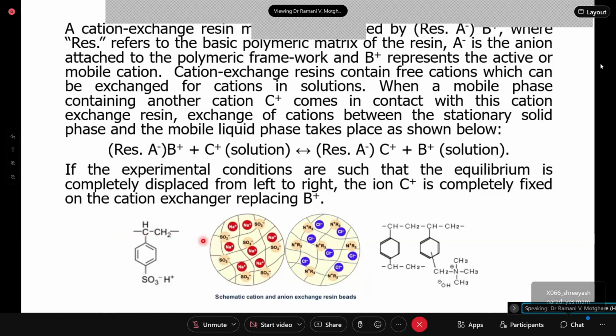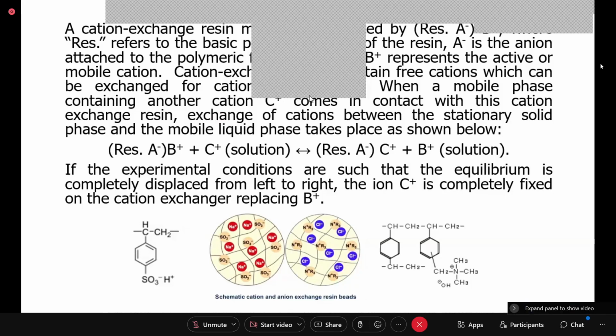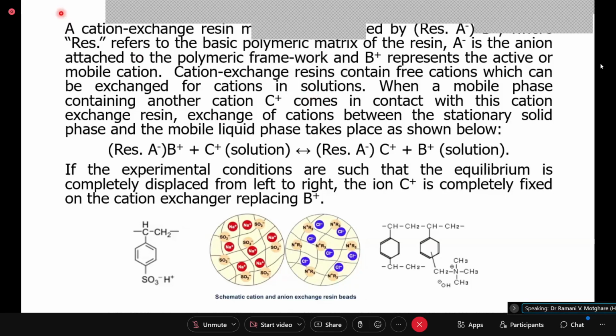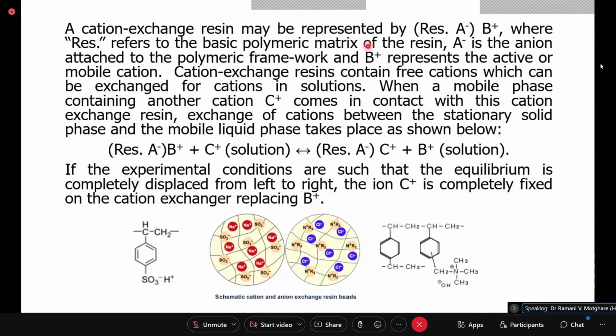Ma'am, the above part is getting cut, ma'am. That part is not visible on the slide due to sharing, ma'am. It's getting blurred. Maybe now is it okay? Yes, ma'am, now it's visible.